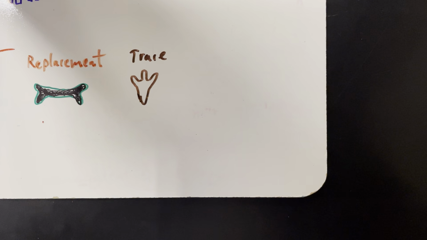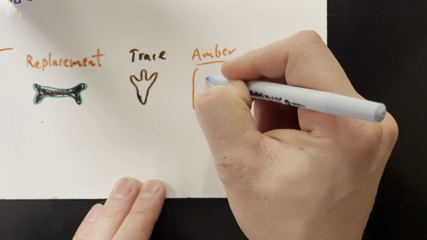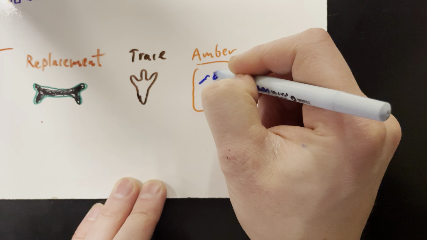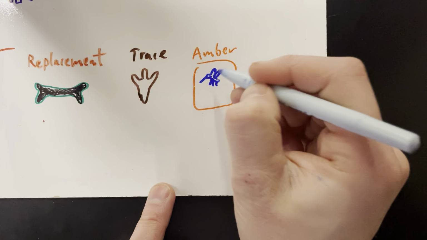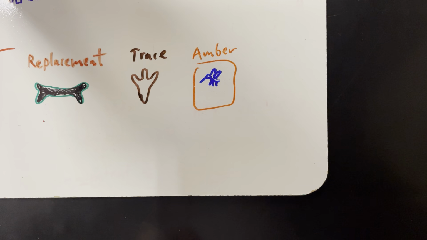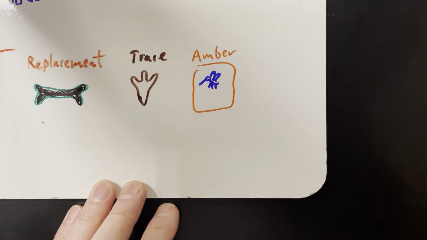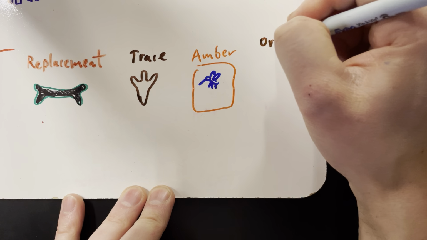You can have fossils in amber. This is the classic Jurassic Park one, which incidentally isn't real, because the video just talked about it. DNA doesn't really last past 1 million years. But mammoths, maybe. Dinosaurs, no. But there might be little tiny fragments of DNA. And then finally, the last one is original material.